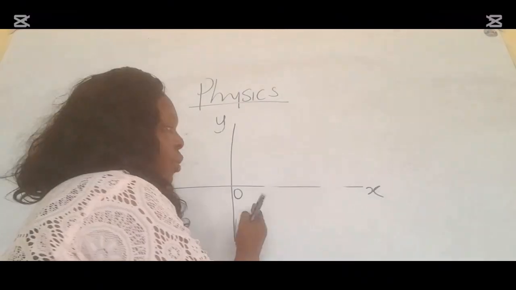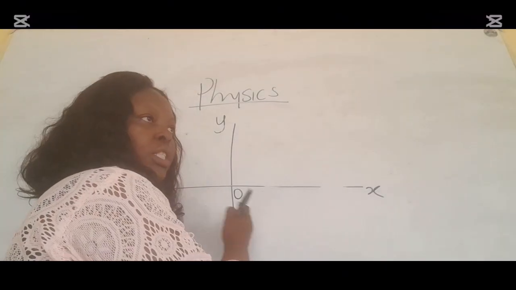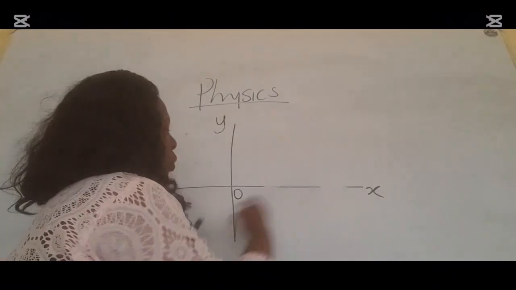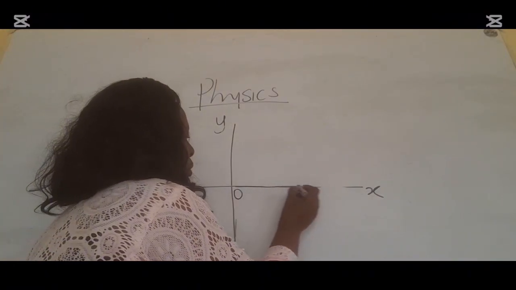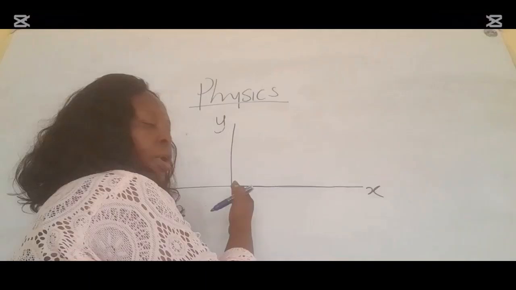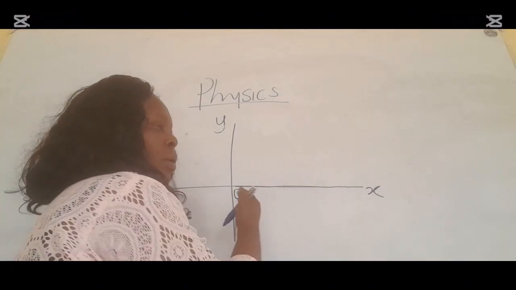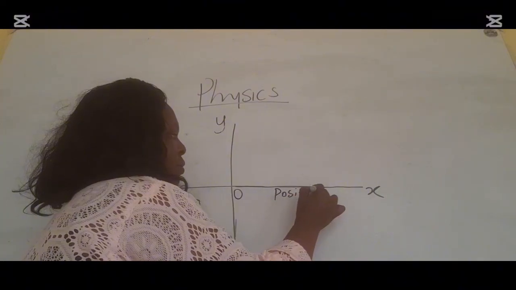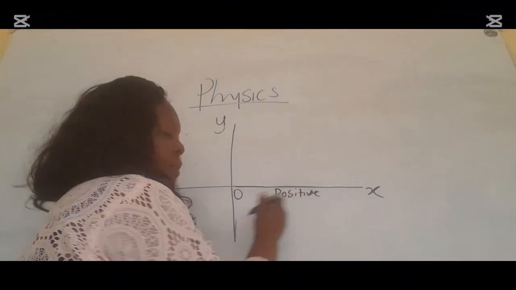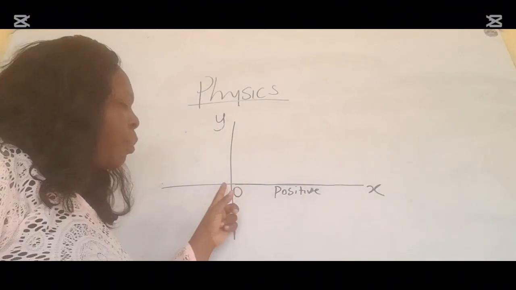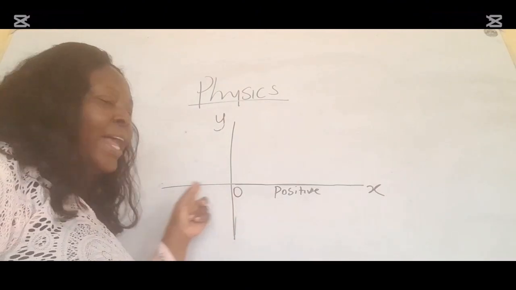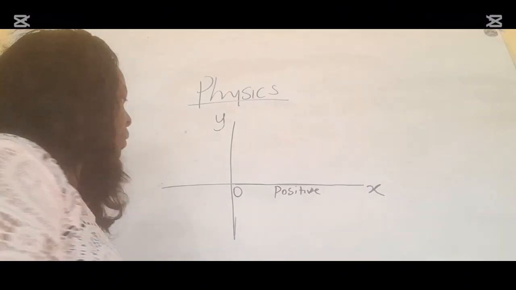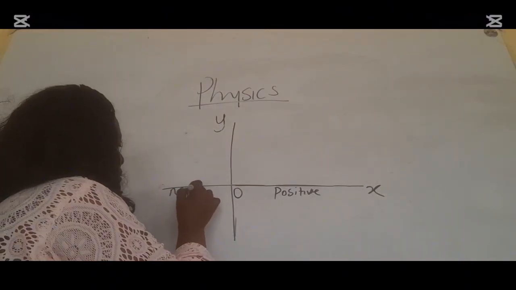The points to the right of our origin are always what? Positive points. So the points at the right side of O, the origin, are all positive points. Now, the points that are to the left of the origin are referred to as negative points. So here we have negative.